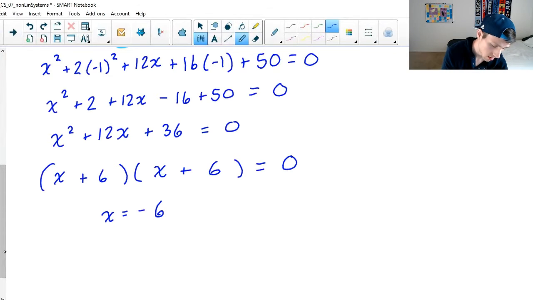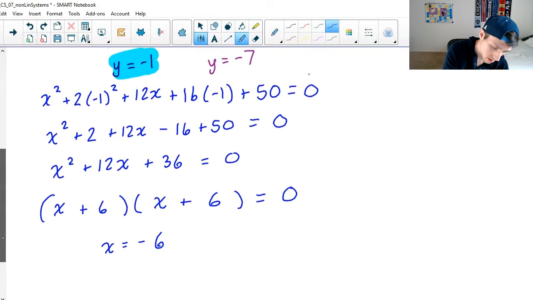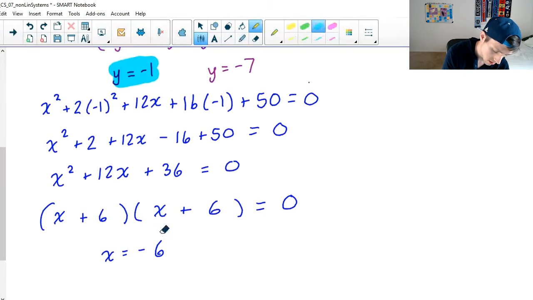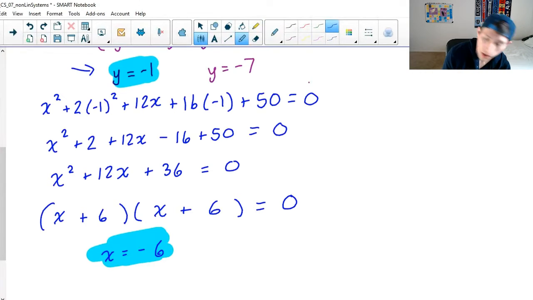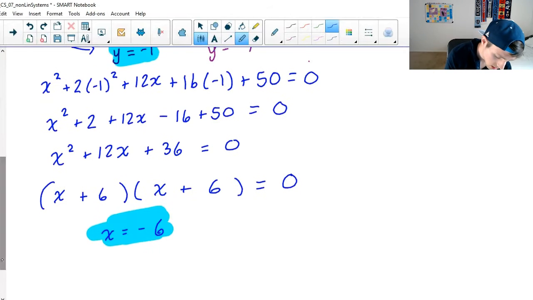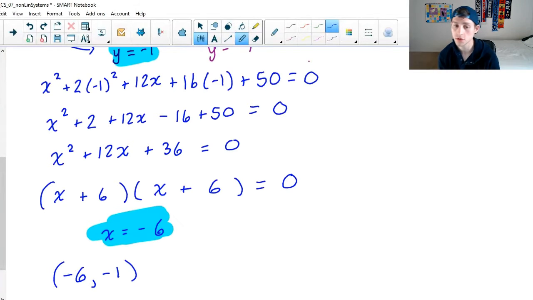Now remember, I got this whenever I plugged in y equals negative 1. So I'm going to put my first solution: the x value is negative 6, the y value is negative 1. That's the first solution I have, but I'm not done.